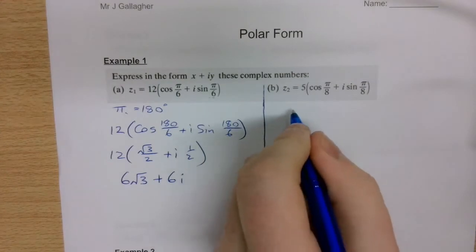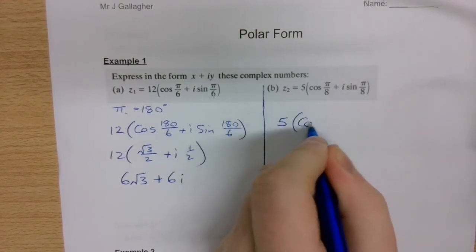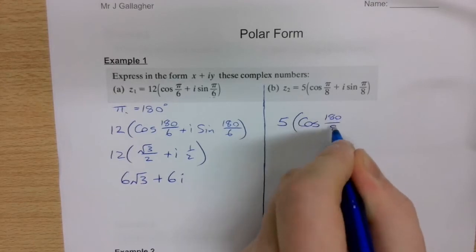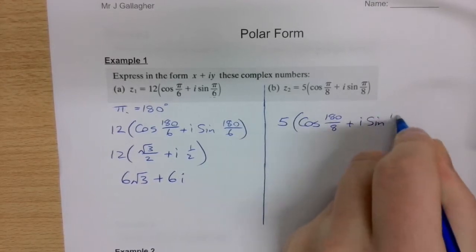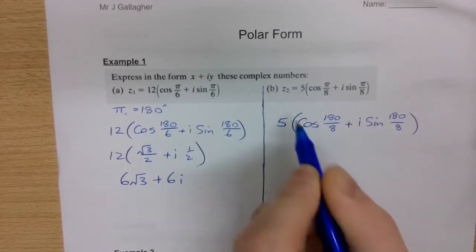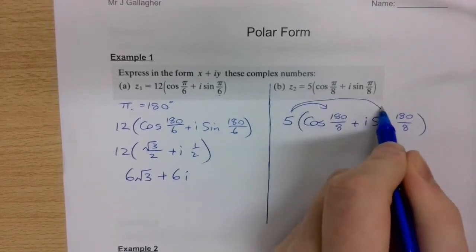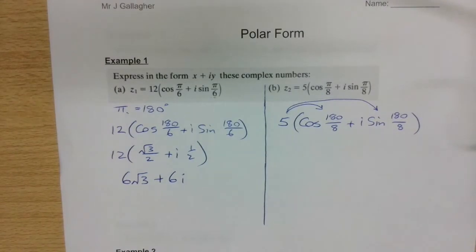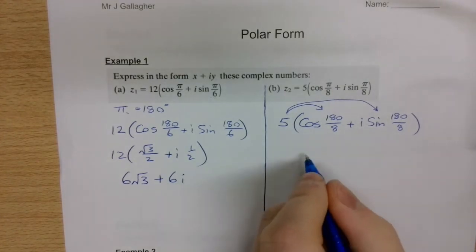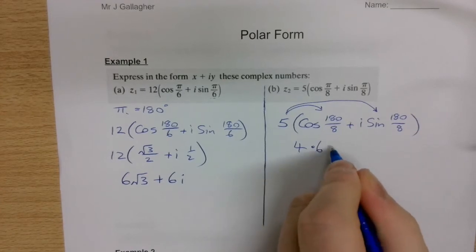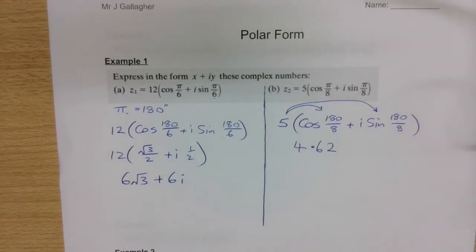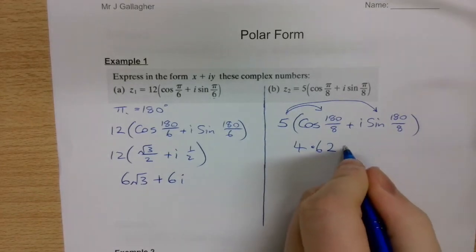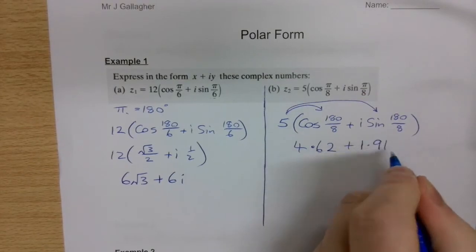Second one, same idea. Remember pi is 180, so it's going to be 5 cos 180 over 8 plus i sine 180 over 8. Now to speed up the process, what you can actually do is multiply the 5 in here. So when you're putting it in the calculator, you'll put in 5 cos 180 divided by 8 straight into the calculator, and you'll get back your answer. Sometimes you'll have to write them in decimal form, so it's 4.62, and then do the exact same thing for the sine. Just change the cos to sine, and you'll see that it's 1.91. So it's plus 1.91i.